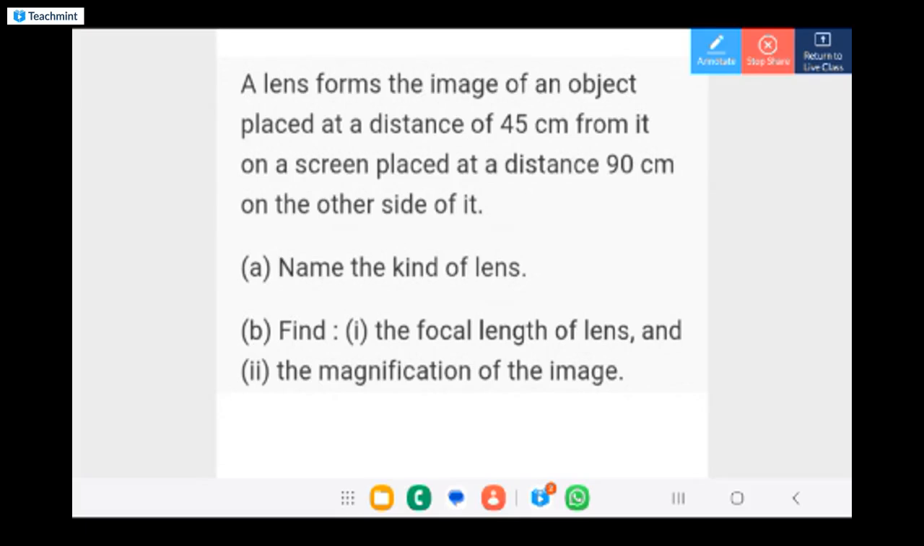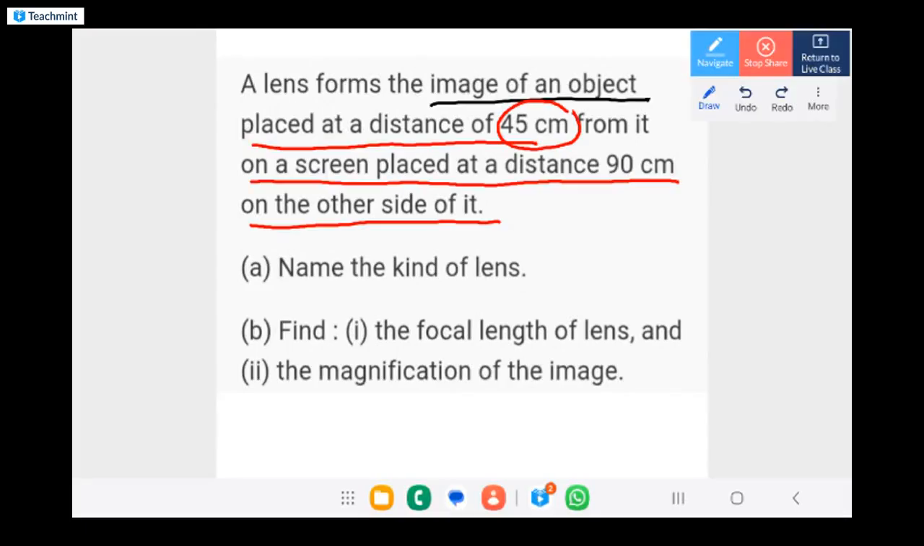Okay, so we have a question here where there is a lens that forms an image of an object placed at a distance of 45 centimeter from it, on a screen placed at a distance of 90 centimeter on the other side of it. There are two pieces of information readily available with us. The A part of the question is you have to state what kind of lens it is. Is it convex or concave? And the B part of the question is you're supposed to find the focal length of the lens and the magnification of the image. Okay.